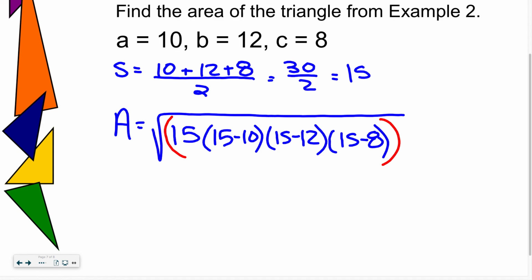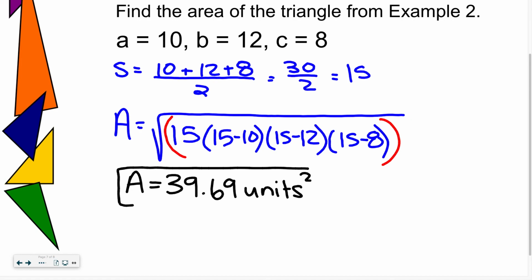Okay, so if you want to practice this, I think it comes out to like 34.39. Really? That's what I got. Oh, okay, 39.69. Yeah, I did change it. You're right. Units squared.